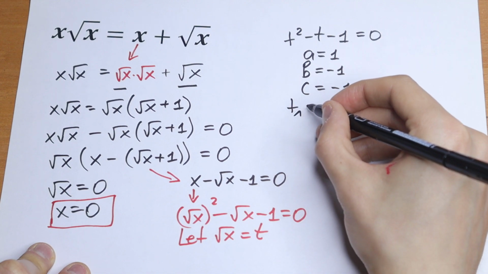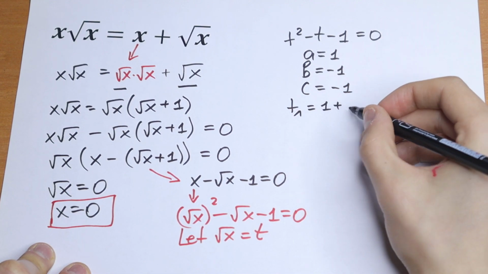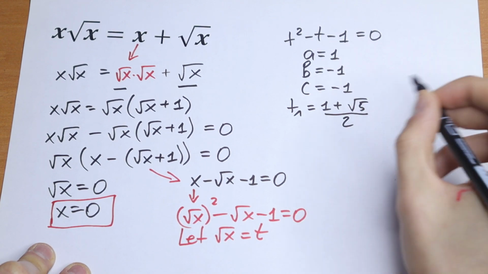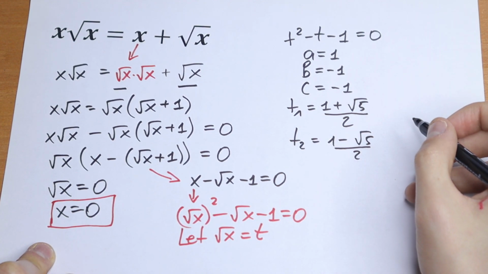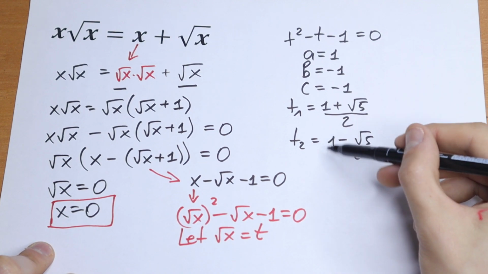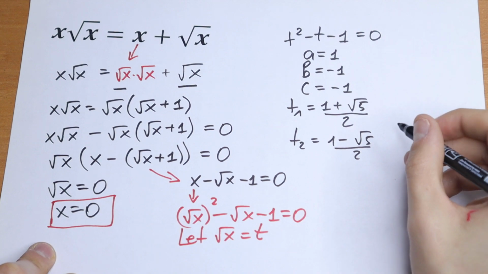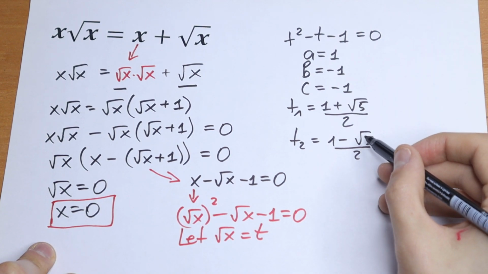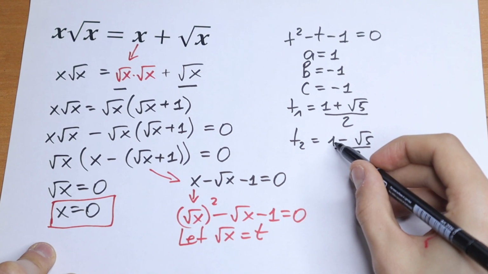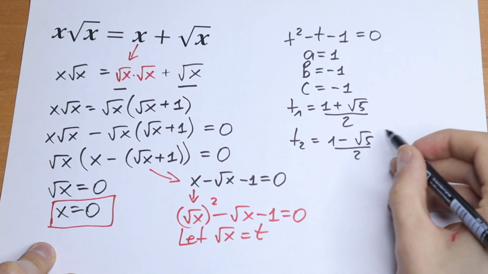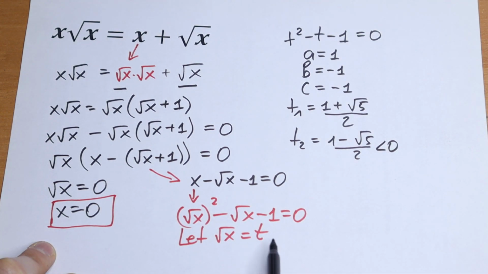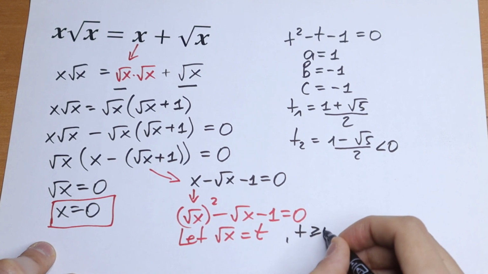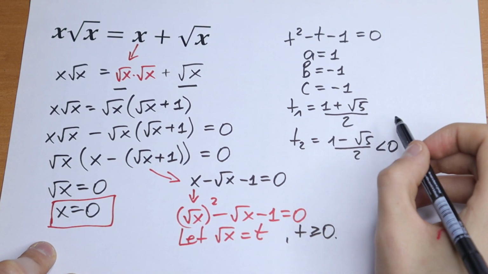So t first will be equal to 1 plus the square root of 1 plus 4, which is square root of 5, over 2. And t second will be equal to 1 minus square root of 5 over 2. As you can see right here, this value will be less than 0, because square root of 5 is greater than 2, so in our numerator we will have a negative value. This is not good because we have the substitution square root of x equal to t, and this t should be greater than 0. So we are only interested in this root.